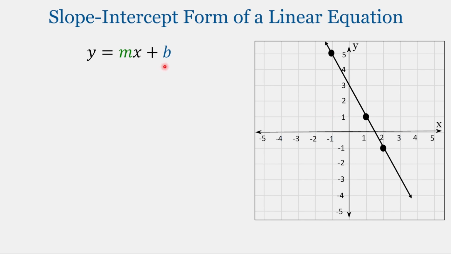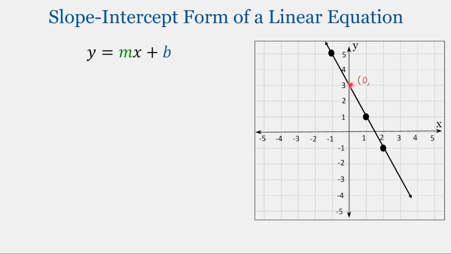b is the y-intercept of the line. This is where the line crosses the y-axis. This point will have an x-coordinate value of 0, since the point is neither to the right nor to the left of the y-axis. It's on the y-axis.